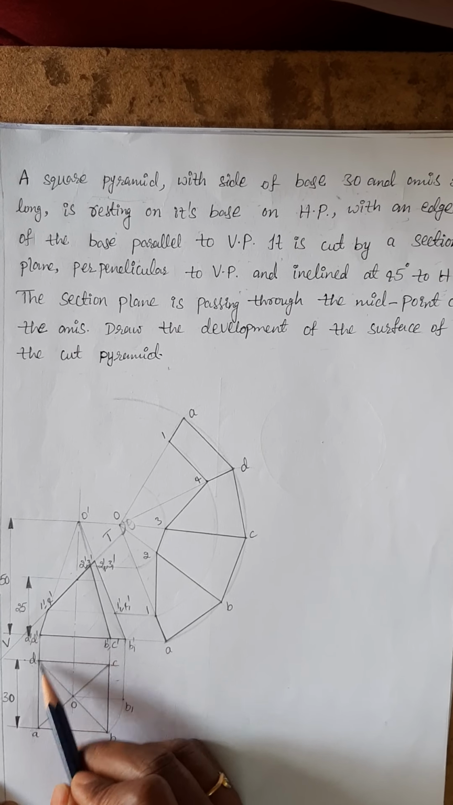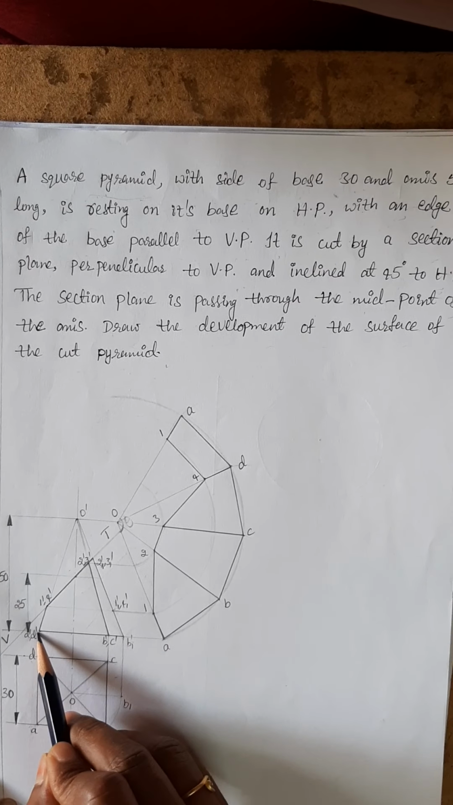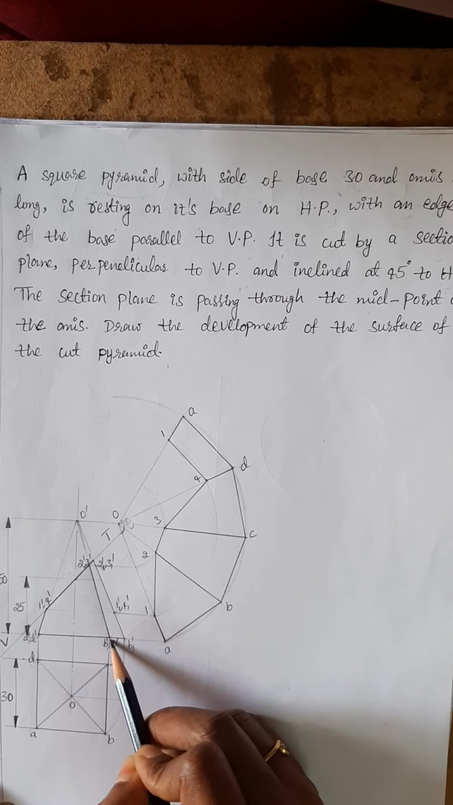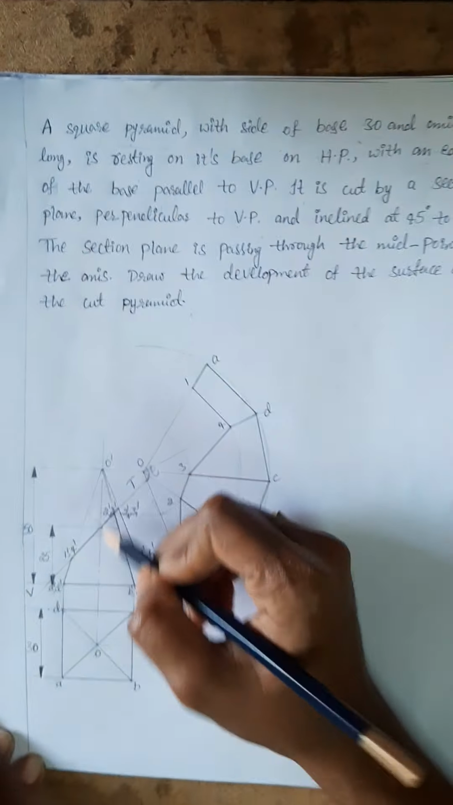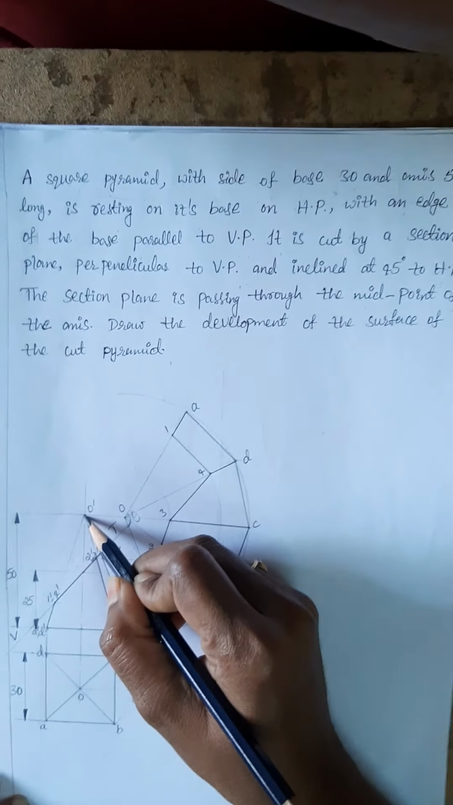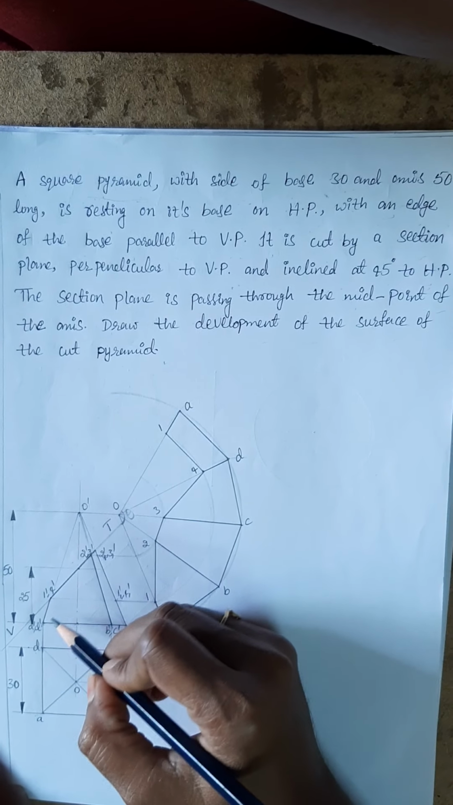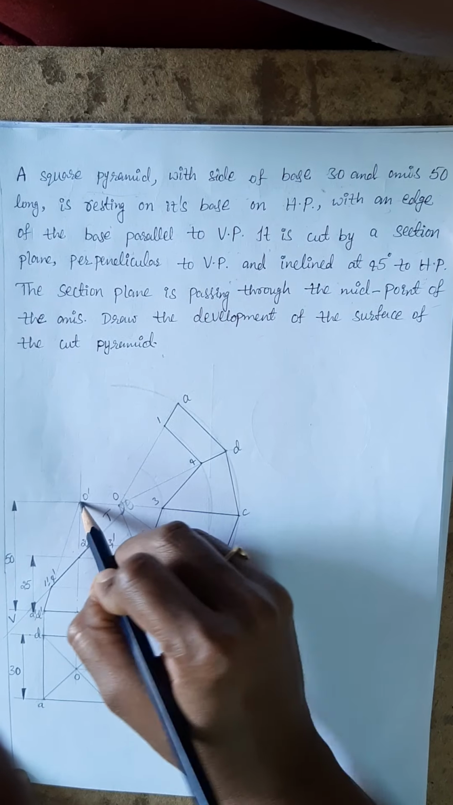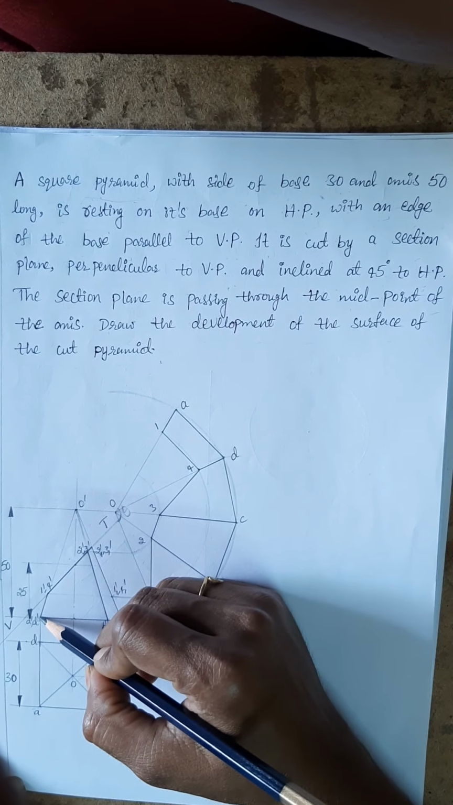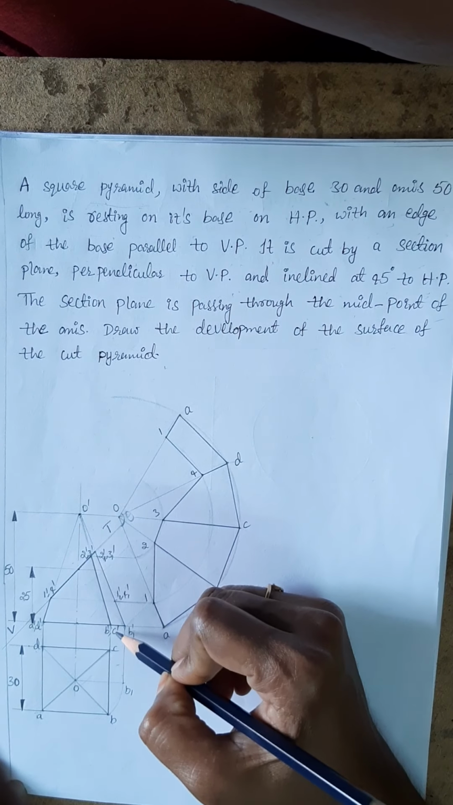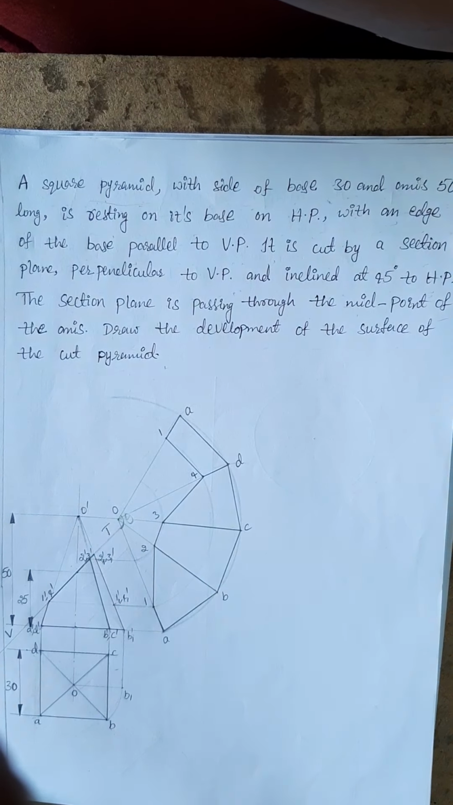And the length is the same, 30 mm: A prime, D prime, and B prime, C prime. Draw the axis height of 50 mm from the middle point of the base of the pyramid, right? Then this point is the apex, O prime. Then join A prime, D prime to O prime, and B prime, C prime to O prime.